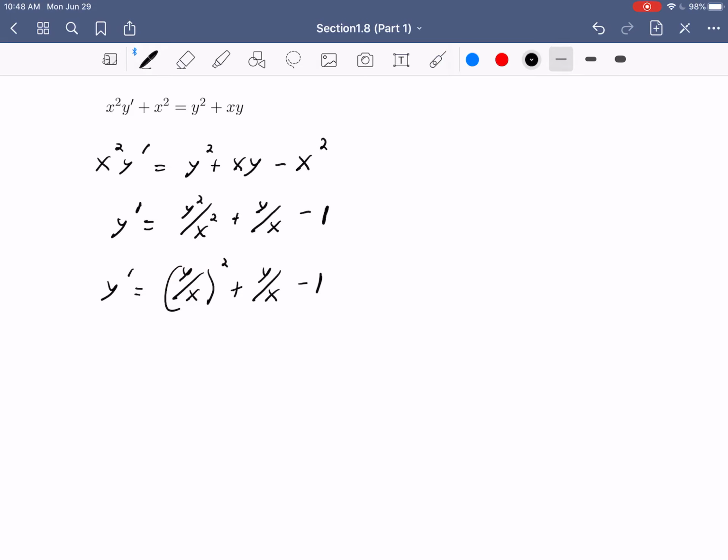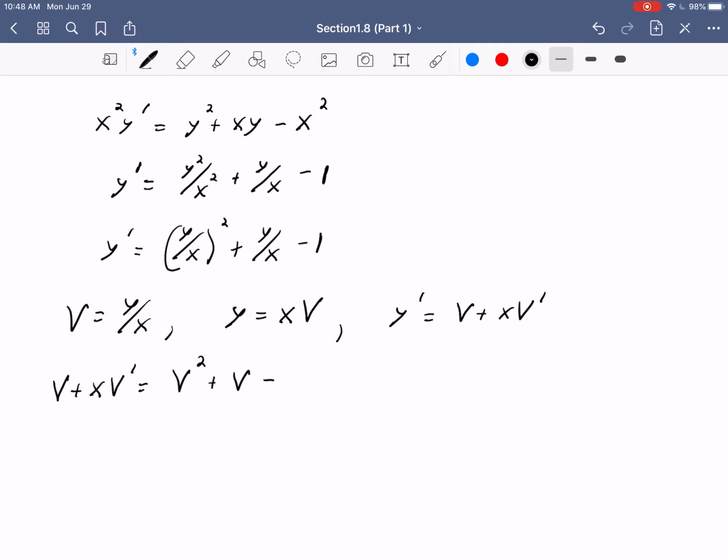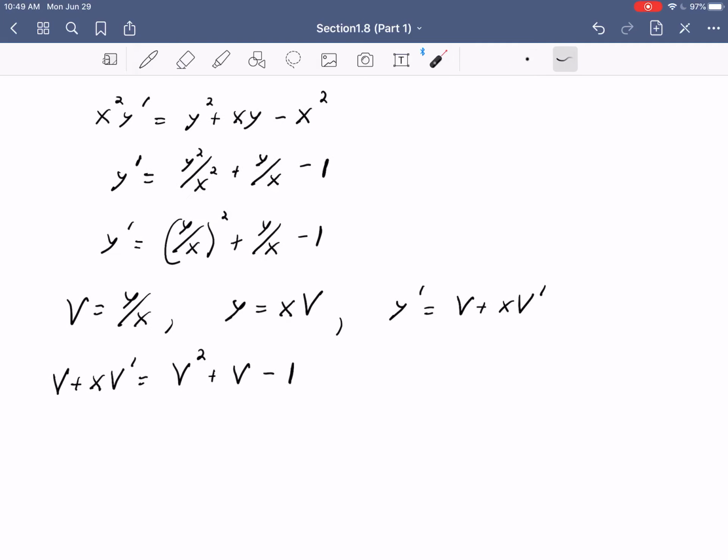All right, let's go ahead and do our substitution then. v equals y over x, which means that we're doing y equals xv, which means that y prime is going to be v plus xv prime. So again, those are the two components we need. That's just an intermediate step, but might as well write it out. v plus xv prime is going to be v squared plus v minus 1. So there we go. There's plugging this guy into here, and then this v equals y over x makes this side just v squared plus v minus 1.